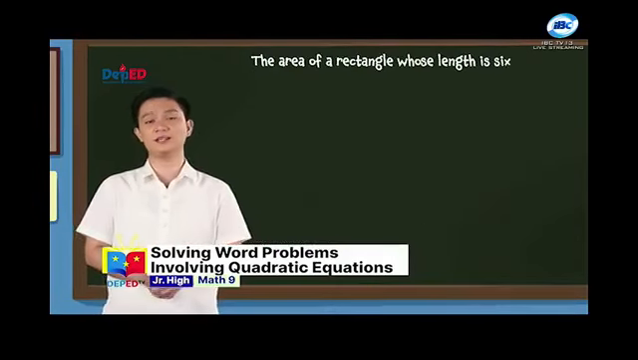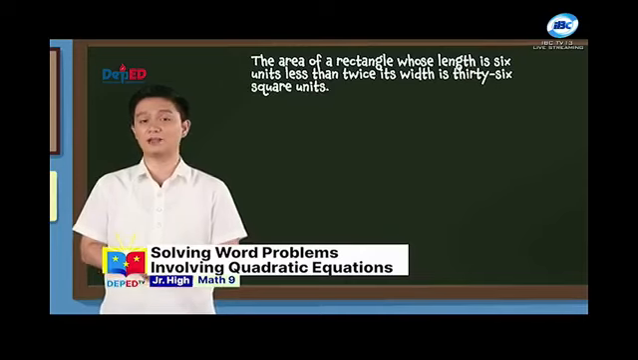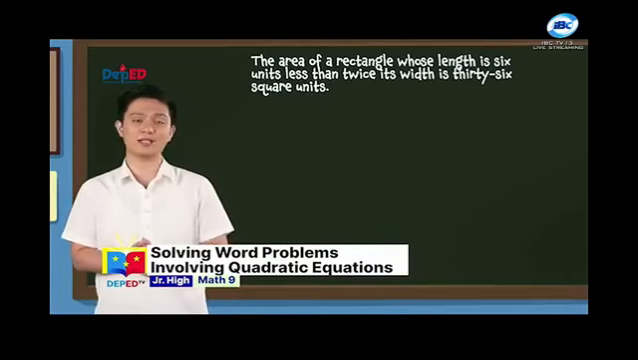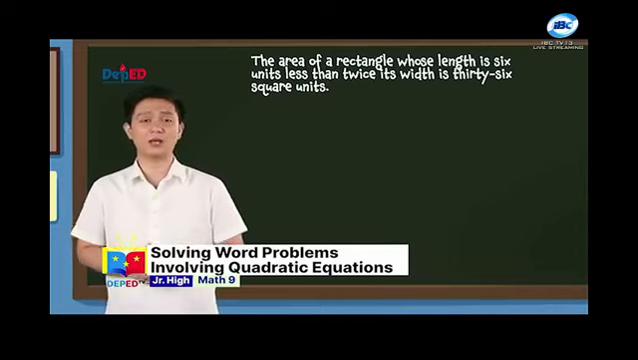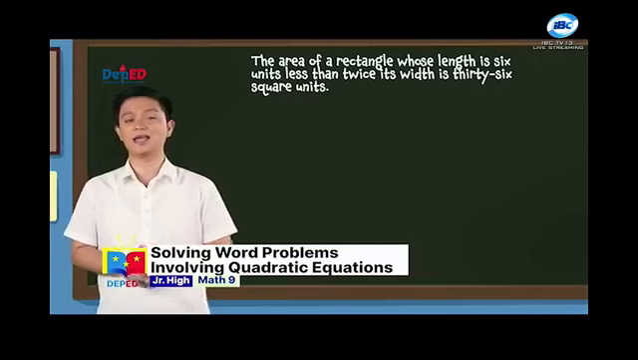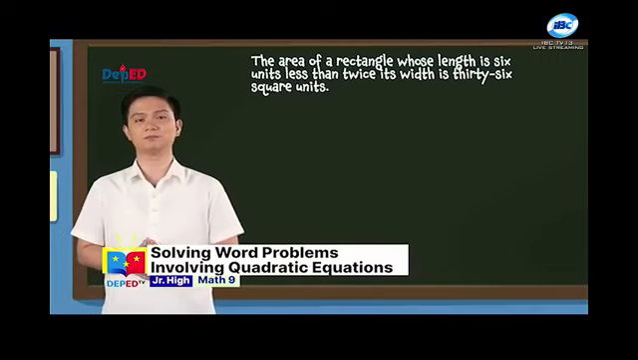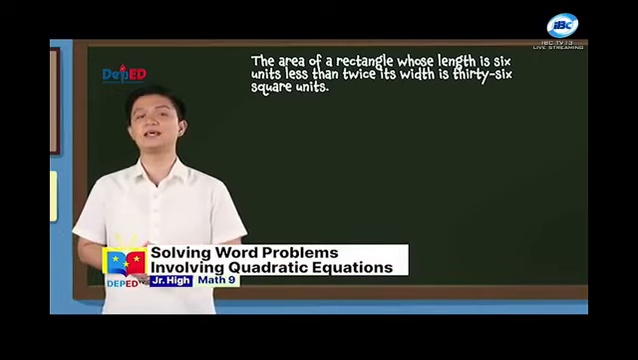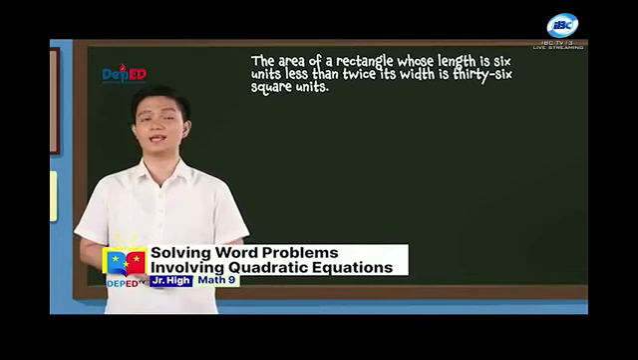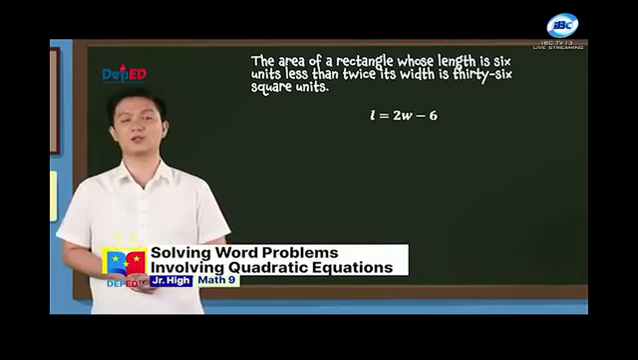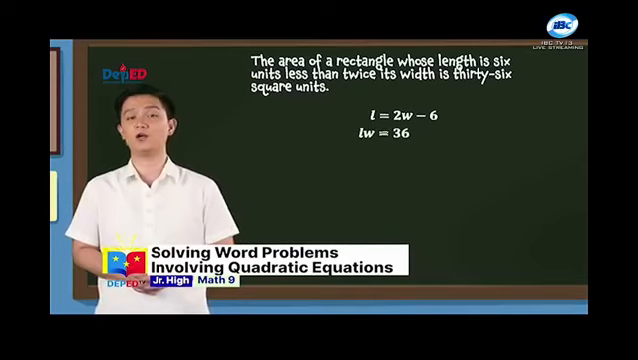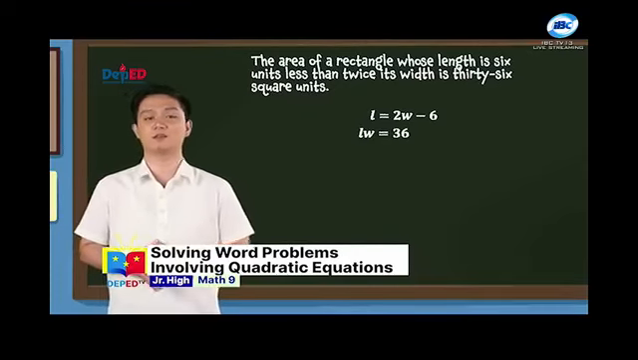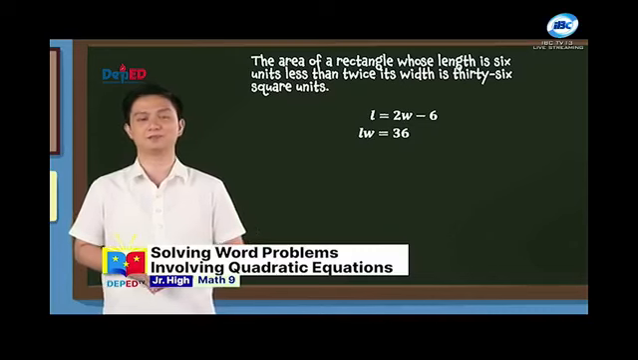Now in sentence number 3, the area of a rectangle whose length is 6 units less than twice its width is 36 square units. The rectangle's length L is described in terms of its width W, and it is specified to be 6 units less than twice the width. Hence the equation L equals 2W minus 6. The area of the rectangle is 36 square units. Therefore, the product of the length and the width of the rectangle is 36.